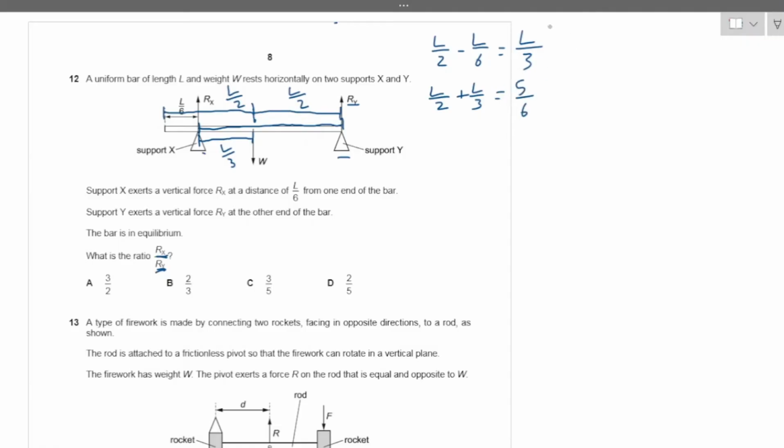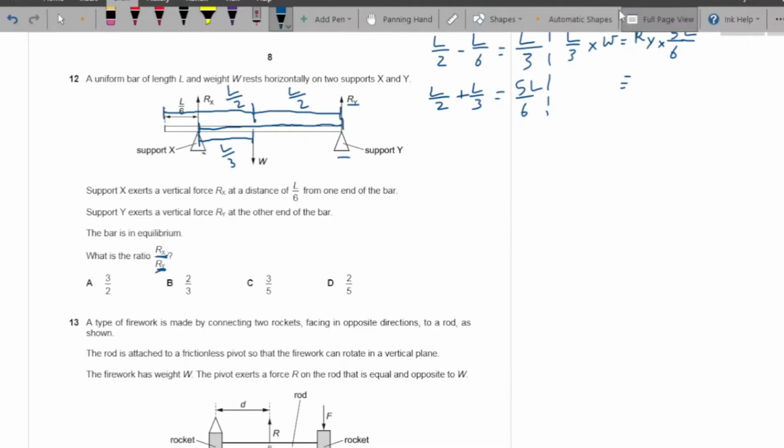Now we can finally form our first equation. Anti-clockwise moments must equal clockwise moments, from the perspective of support X. That means L by 3 into W must equal Ry into 5L by 6.